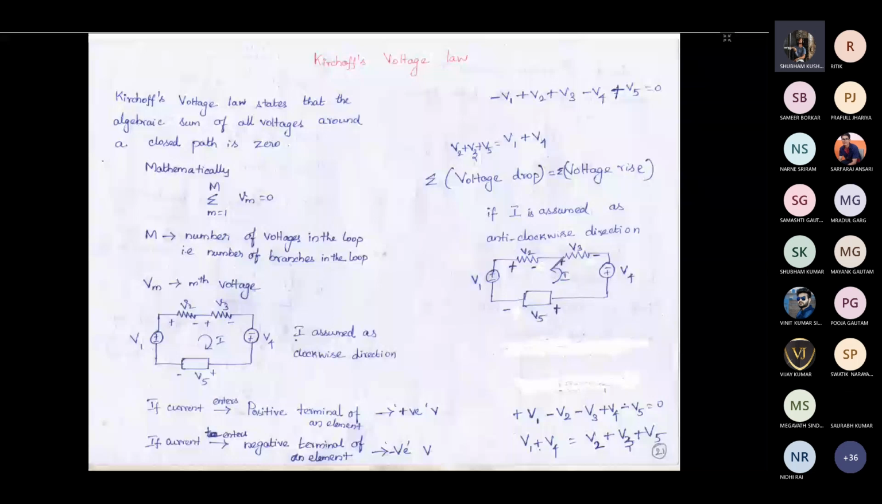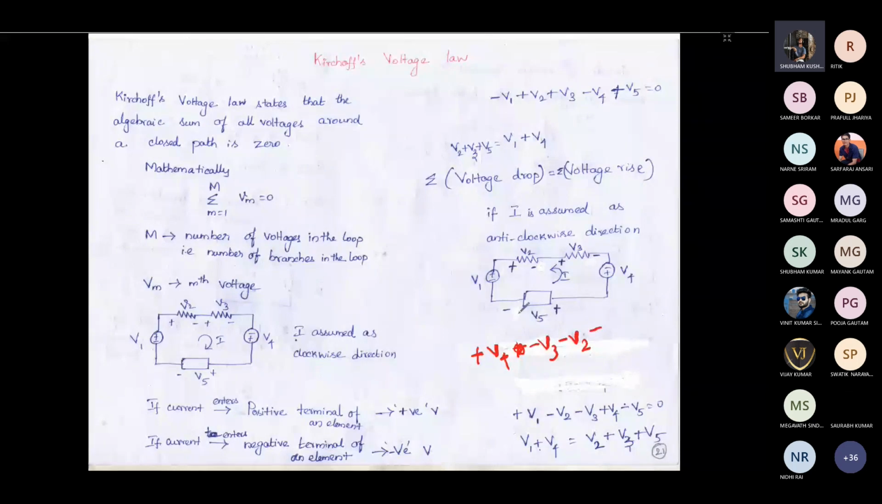Now let us say that I am assuming the current direction in the anti-clockwise manner. If I assume that, then how should I write it? Let us say I am starting from this element V4. For this element, the current is entering the positive polarity, so it will be plus V4. Then the current is entering the negative polarity of this resistor, that is minus V3. Then here the current is entering the negative polarity, so minus V2.